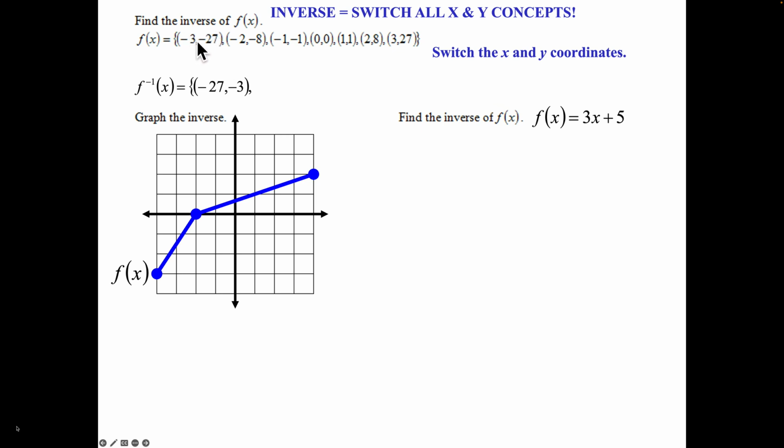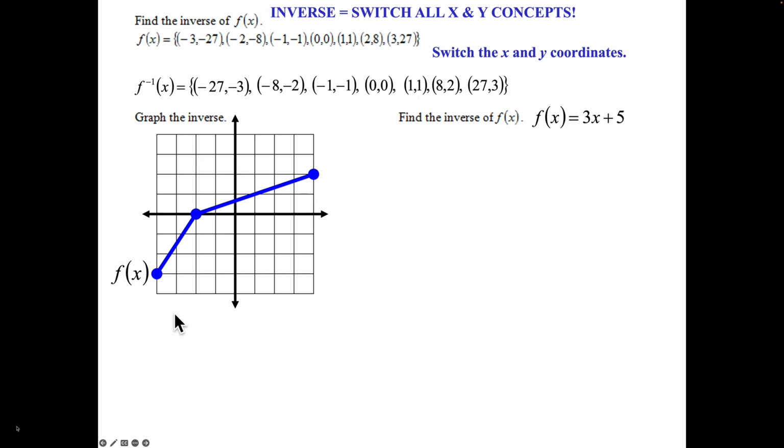So this first point, negative 27 comma negative 3. Negative 2 comma negative 8 becomes negative 8 comma negative 2. Negative 1, negative 1. I switched them. Did you see that? Still negative 1, negative 1. 0, 0. Switched them. 1, 1. Switched them. 2, 8. Switch them. 8, 2. 3, 27. 27, 3. Close off the set with the brace. There is the inverse function.